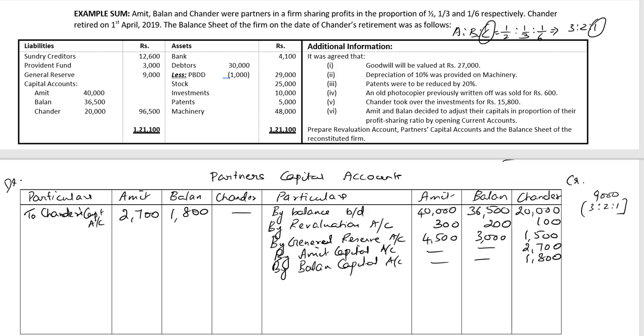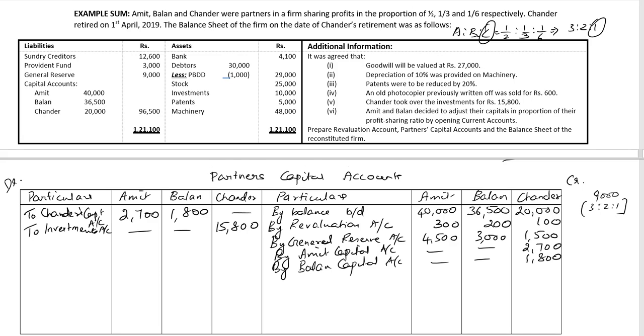The final item which we need to deal with is the fifth point. Chandar took over the investments for 15,800 rupees. So it's Chandar's capital account to investments account, ₹15,800.